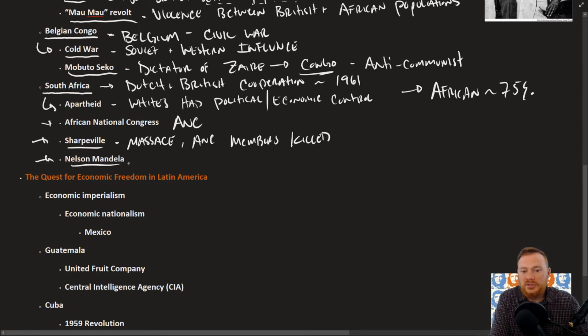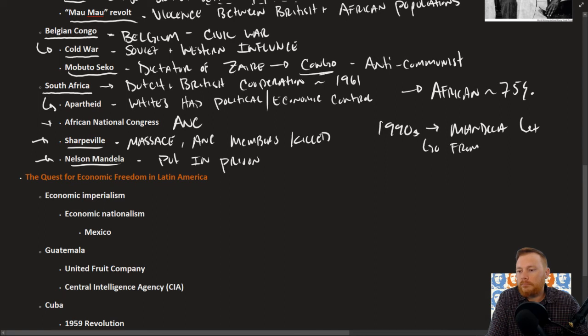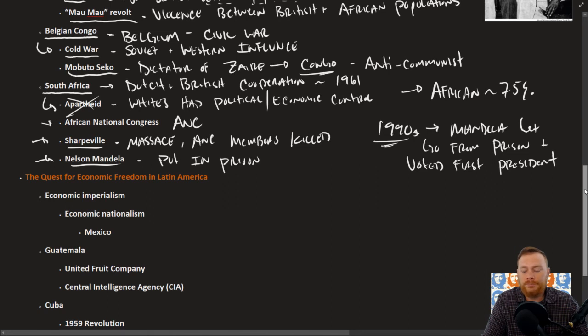The leader of the ANC, Nelson Mandela, was put in prison. And it took all the way really into the 1990s when Mandela was let go from prison and voted first president. So for South Africa to become truly independent, it really took all the way into the 1990s once the system of apartheid was overthrown.